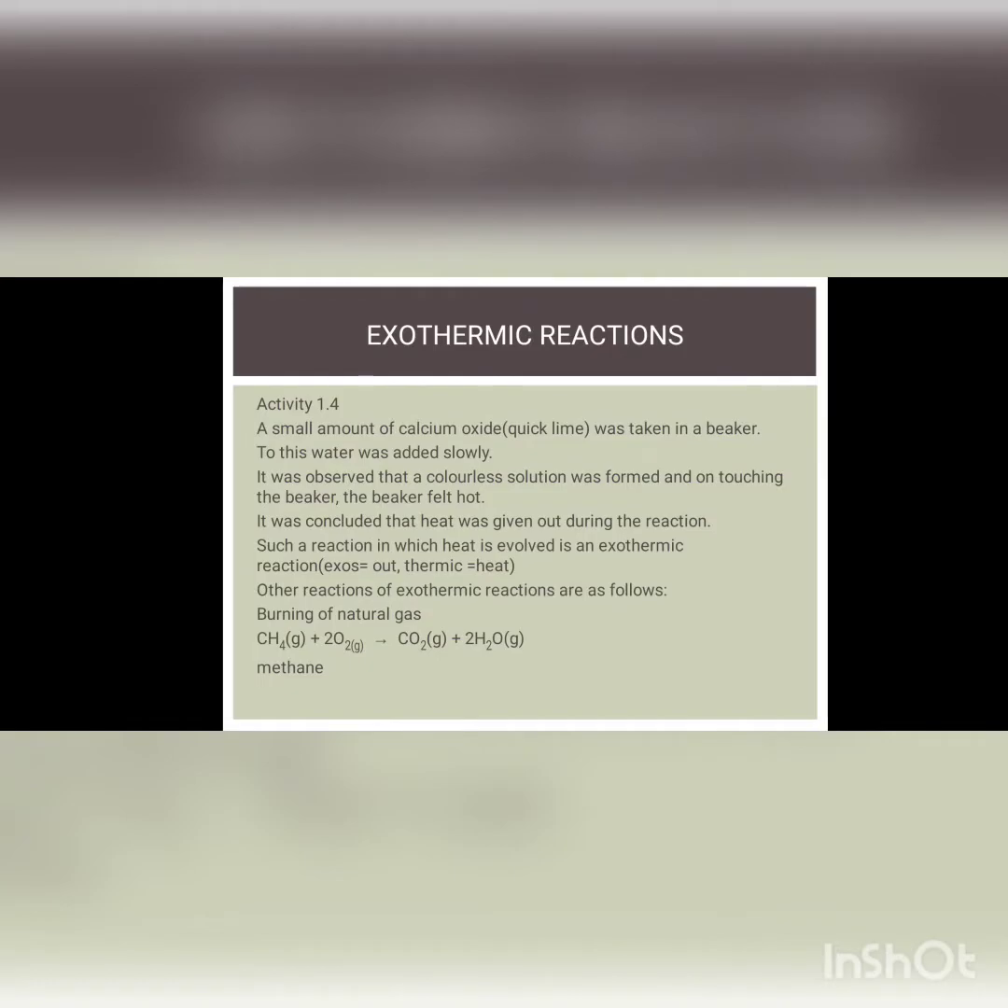Other example is burning of natural gas. The major constituent of natural gas is methane. When it burns in air, it forms carbon dioxide, water, and energy is released. Similar is the case of respiration.